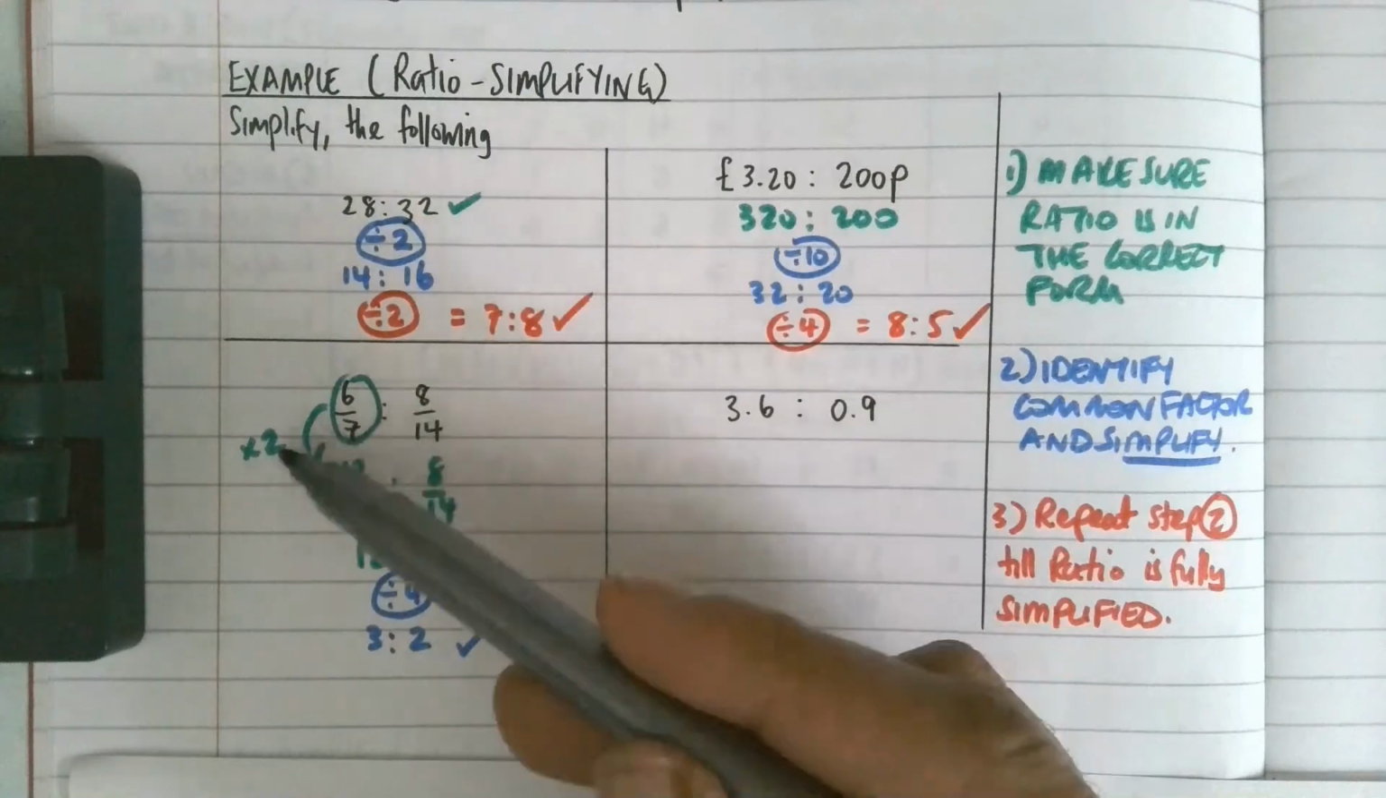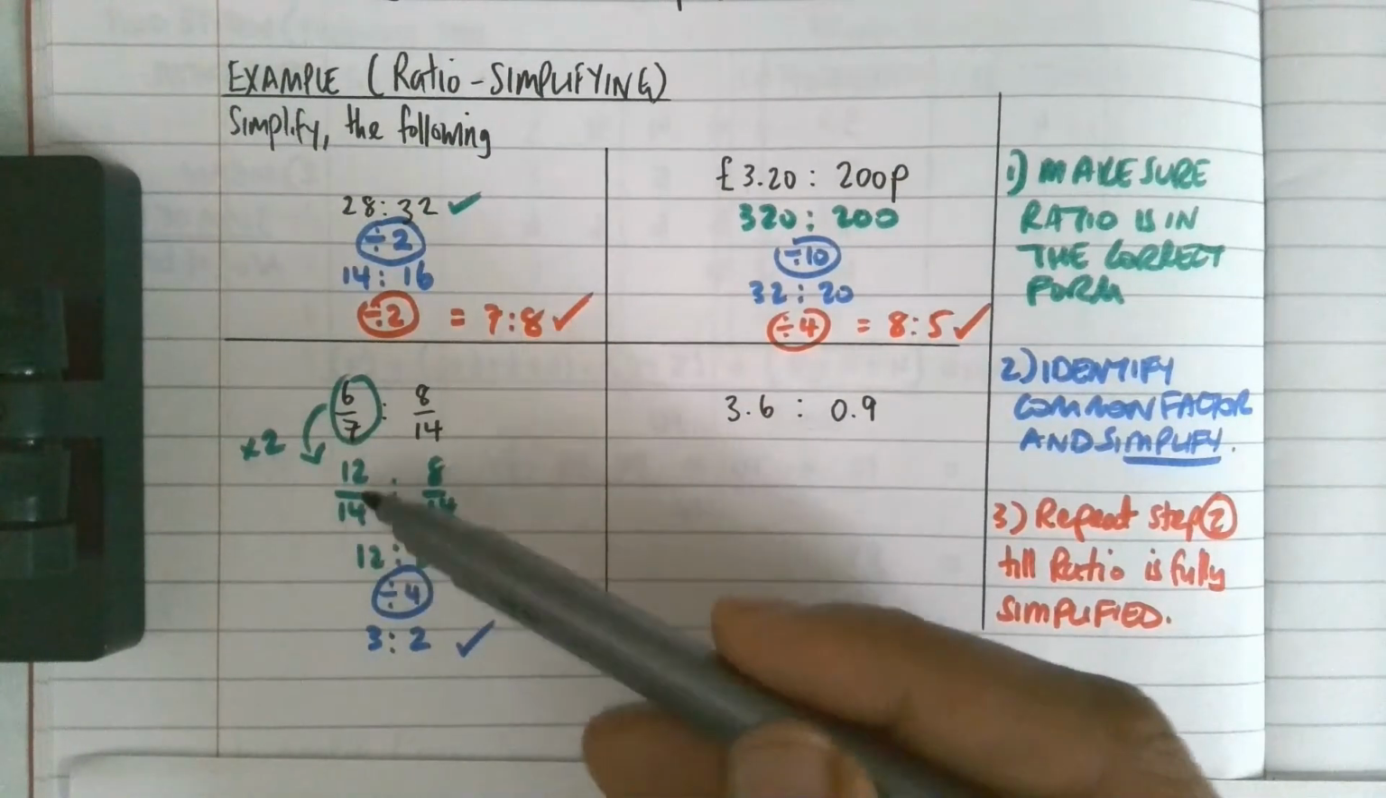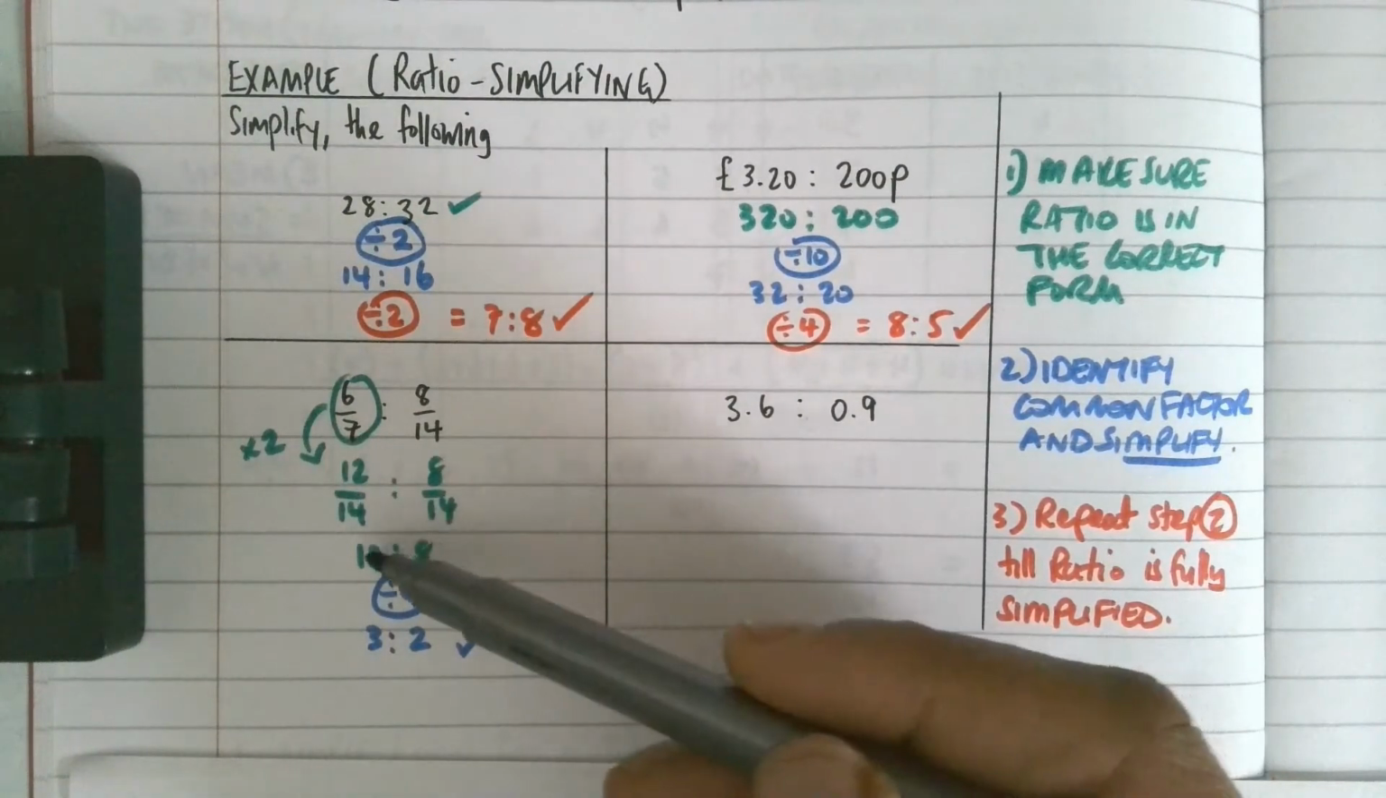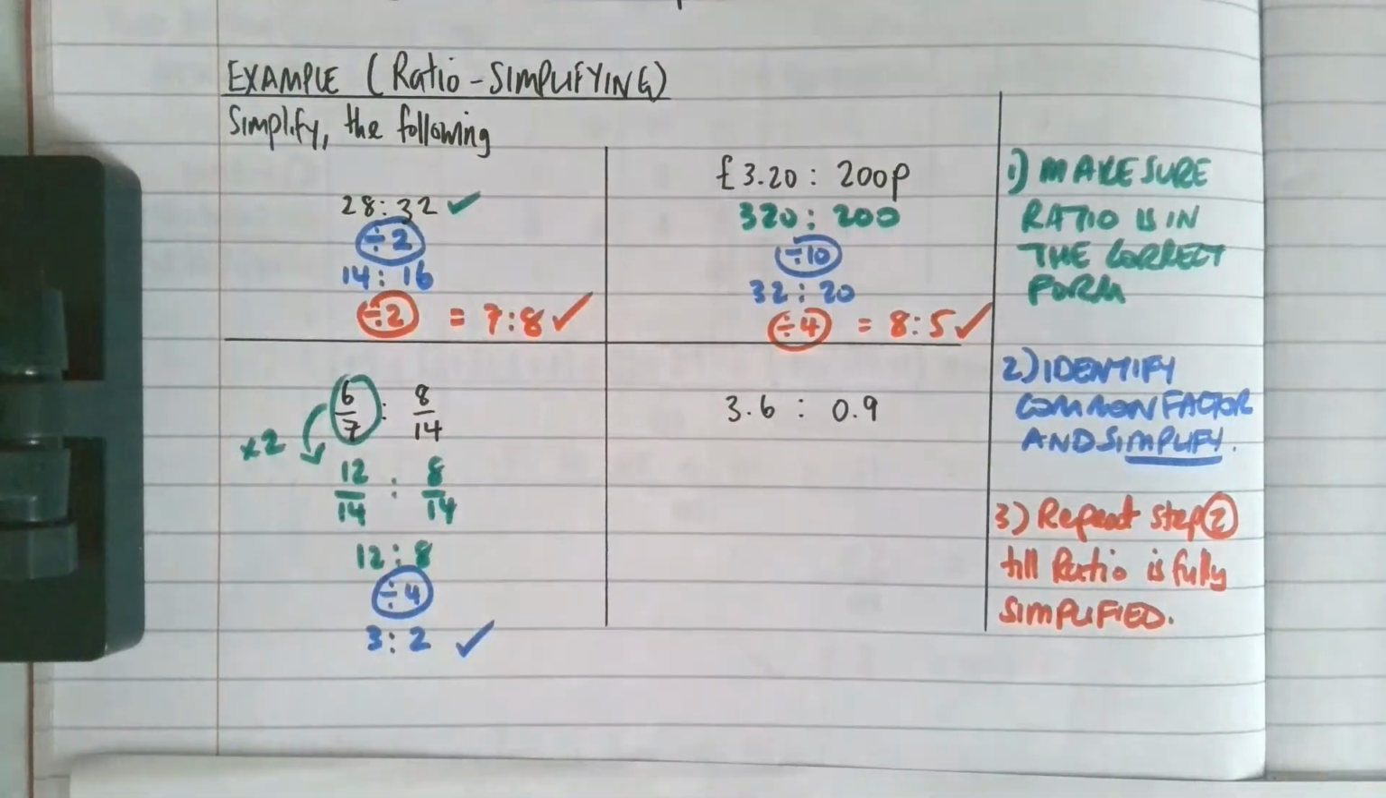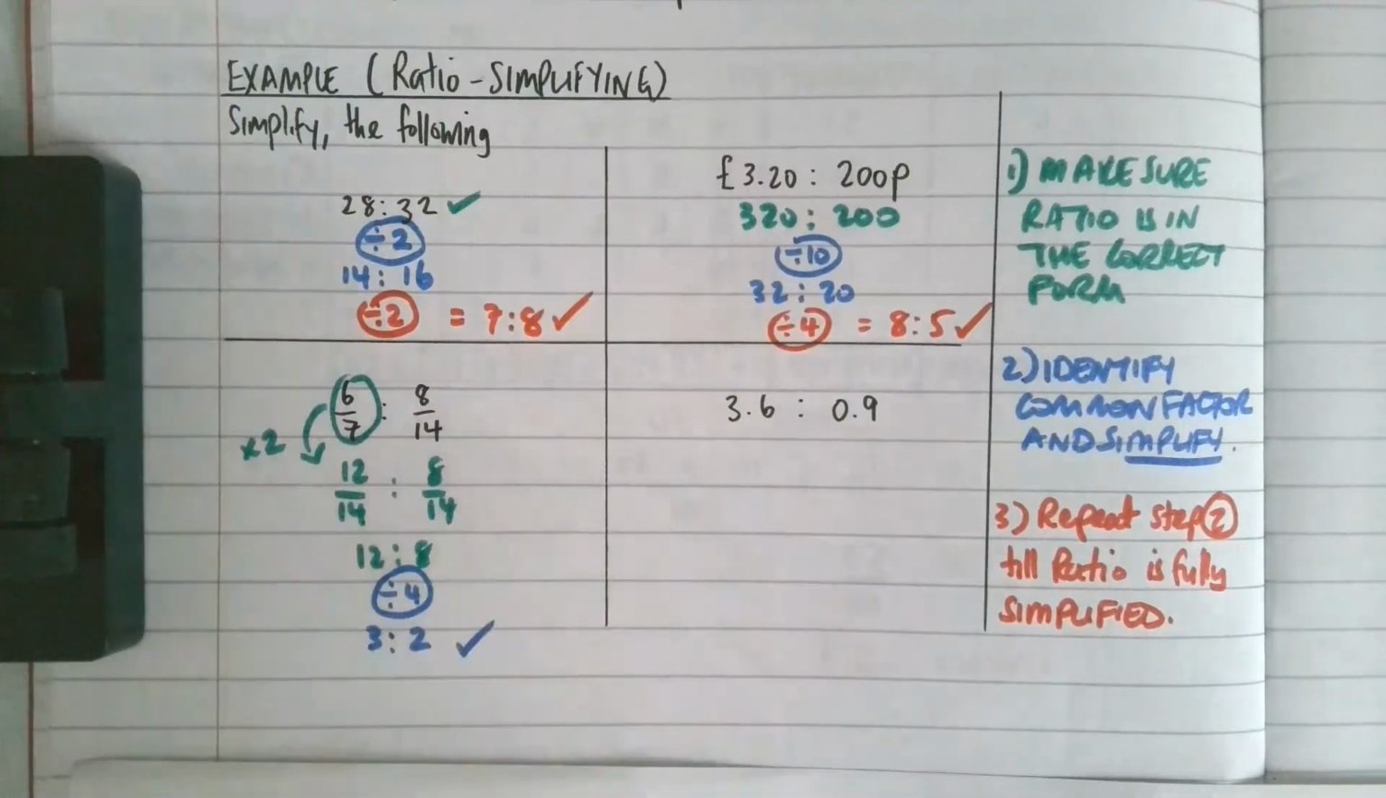The important part is to scale up. 6 over 7 scales up to 12 over 14. Both fractions have the same denominator. We can then drop the denominator and just write the top numbers, the numerators in the ratio, and that allows us to simplify.